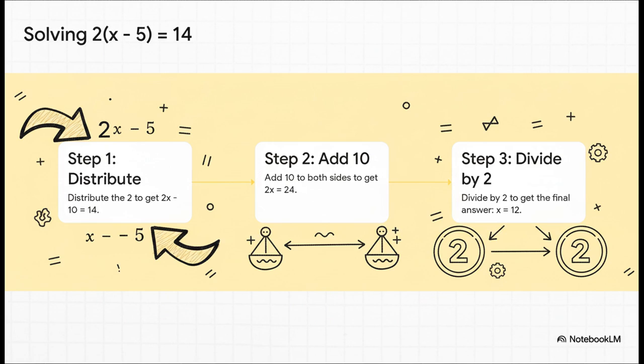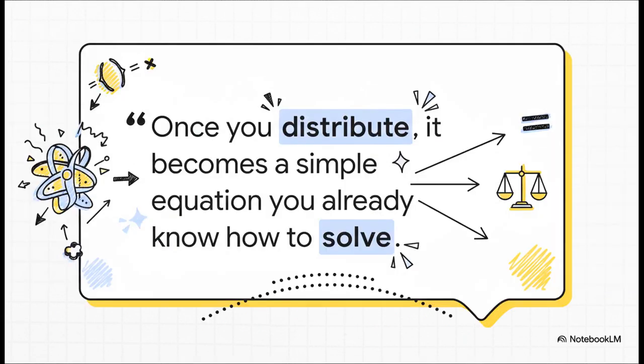We want to get the x by itself, so we do the opposite of subtracting 10, which means we add 10 to both sides. That leaves us with 2x equals 24. And for the final step, we just divide by 2, and we get our answer, x equals 12. And here's the big takeaway, the thing I really want you to remember. That first step, the distribution, isn't the end of the problem. It's the beginning of the easy part. It's like a bridge that takes you from a complicated-looking problem to a simple one that you can totally handle.